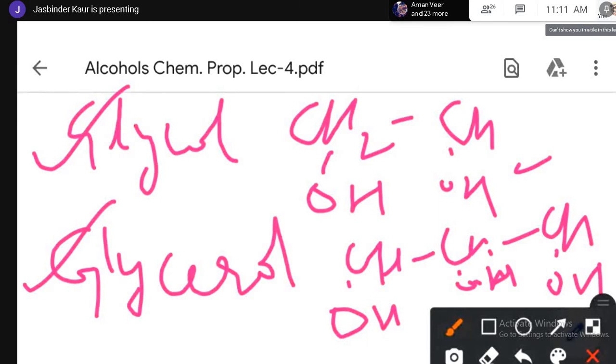In exams, generally 2-3 reactions come from glycol and 2-3 reactions from glycerol. So these topics are new and these cannot be ignored. And so in the next lecture we will continue with these two compounds. And now we stop sharing.